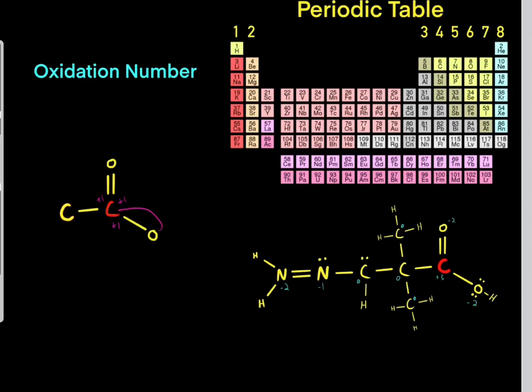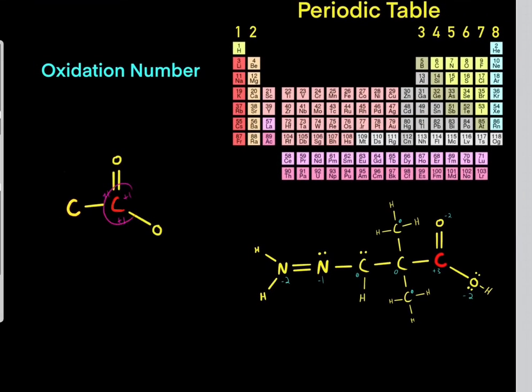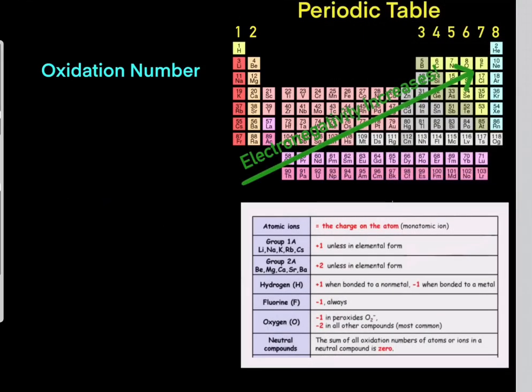So again, whenever an atom wins a battle, it gains a negatively charged electron. But if an atom loses a tug-of-war battle, it loses a negatively charged electron, so it gets a positive oxidation number. So this carbon, we see it loses 3 battles, and it has 1 tie. So this carbon has an oxidation number of positive 3.